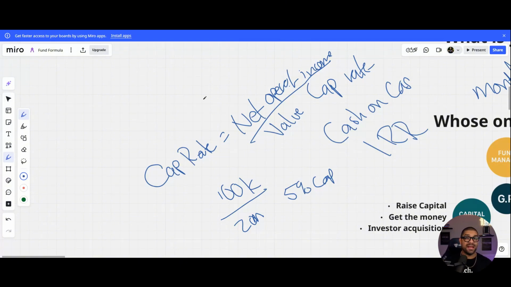Now, if we're looking at cash on cash, or COC, then if an investor puts in 100K and the annual distributions are 8K, then they're at an 8% cash on cash return. Something tangible. Investors love that metric because it's literally how much money hits my account each year.